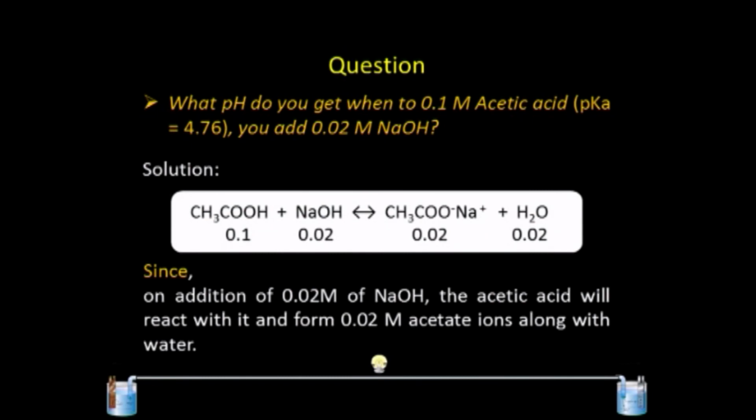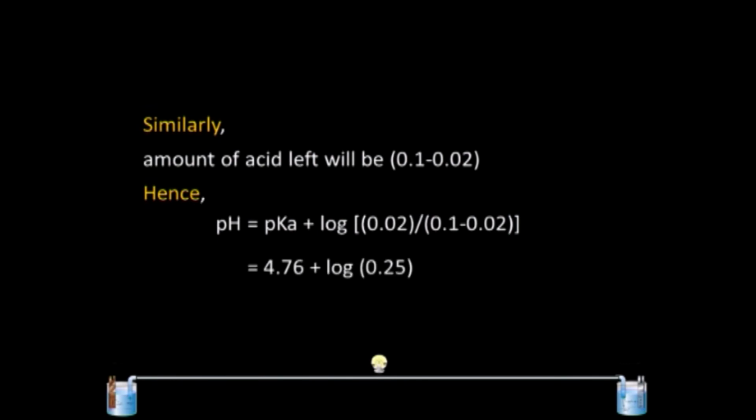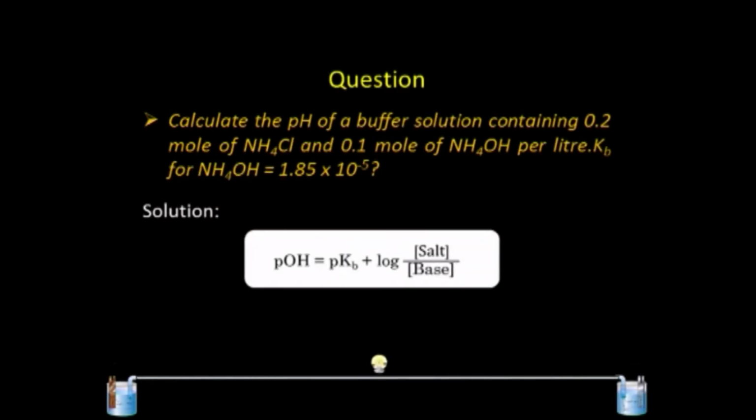Now, since on addition of 0.02 molar NaOH, the acetic acid will react with it and form 0.02 molar acetate ions along with water. Similarly, the amount of acid left will be 0.1 minus 0.02. Hence, the pH of the solution will be equal to pKa plus log 0.02 divided by 0.1 minus 0.02, which will be equal to pKa, already given as 4.76, plus log 0.25, and pH will now be 4.76 minus 0.60 is equal to 4.16.